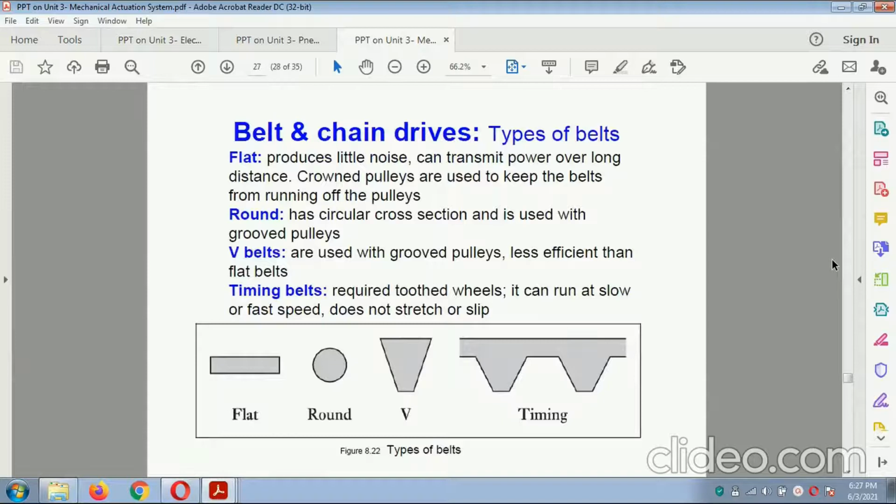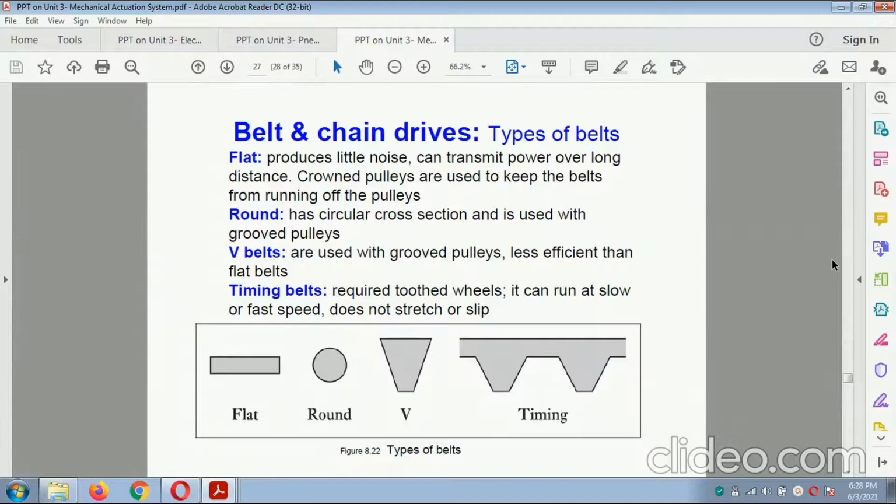The belt and chain drive. The types of belt. A flat belt can produce noise and transmit power over a long distance. Crown pulleys are used to keep the belt from running off the pulley. A round belt has a circular cross section and is used with a grooved pulley. V belts are used with a grooved pulley and are less efficient than flat belts.